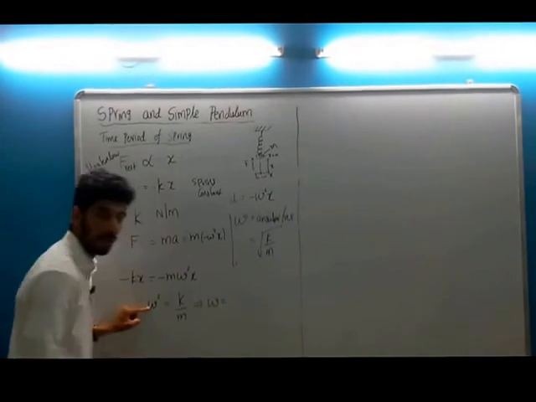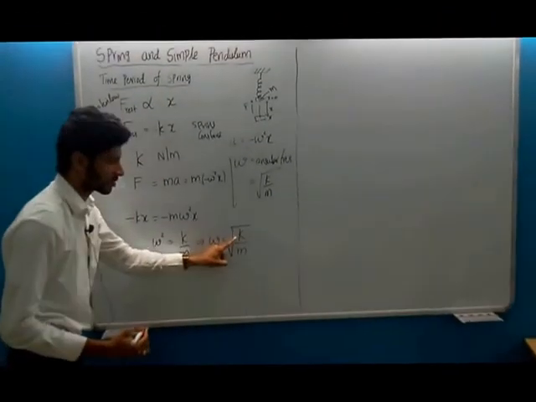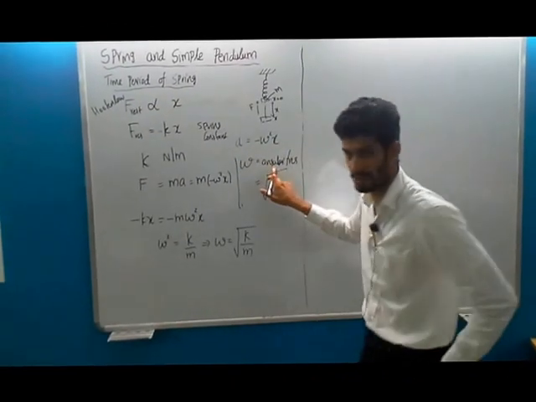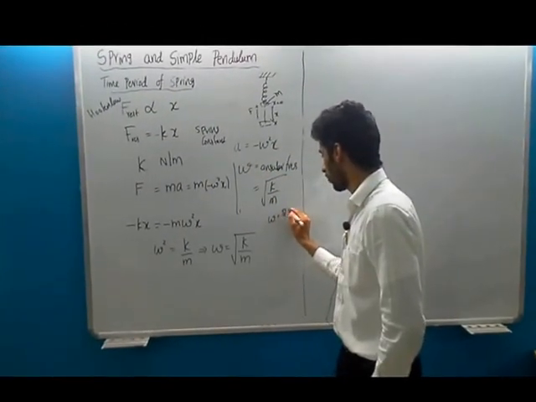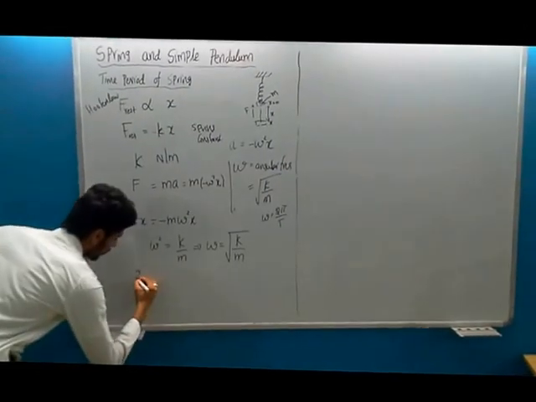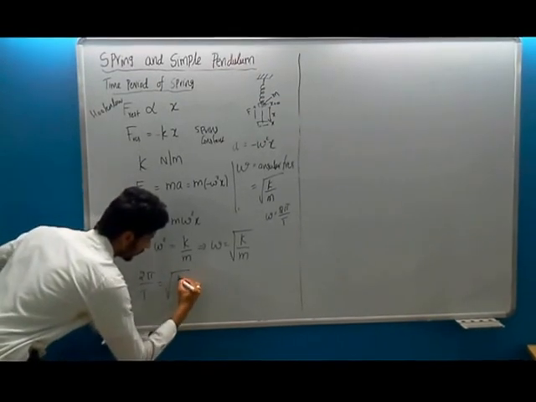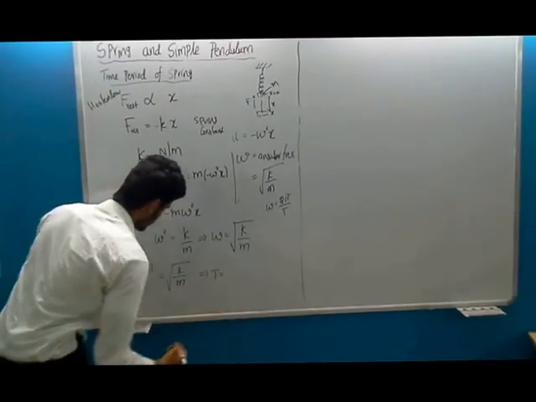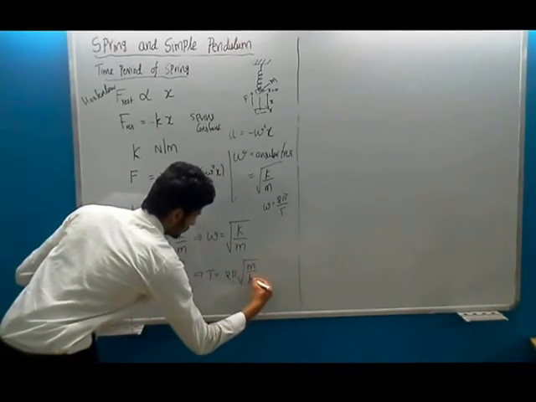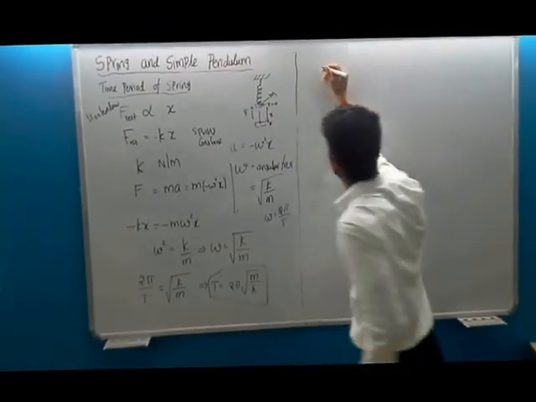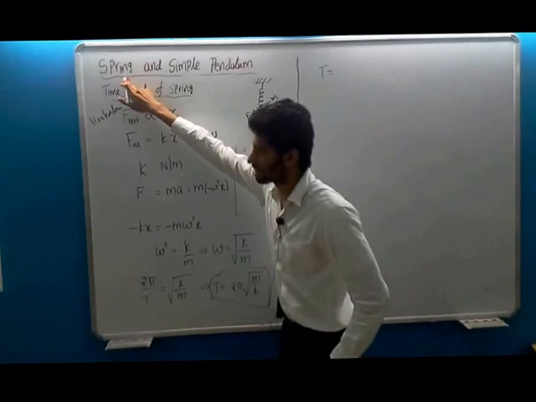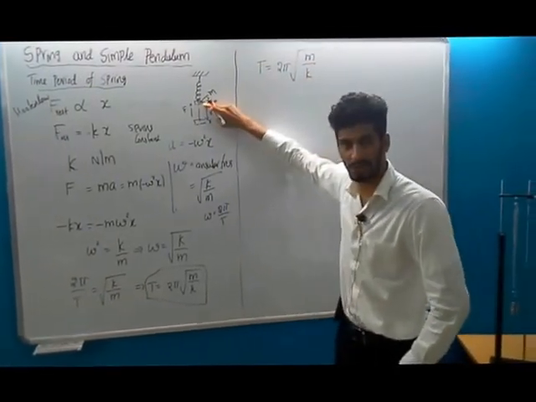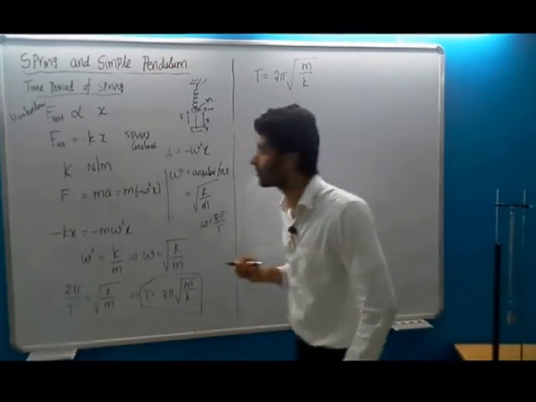This implies omega is equal to square root of k by m, where k is the spring constant, m is the mass attached to the spring, and omega is the angular frequency. And I can write angular frequency in terms of time period: omega is equal to 2 pi by T, where T is the time period. So 2 pi by T is equal to square root of k by m. I want an expression for the time period of the spring, so T is equal to 2 pi square root of m by k. So I'm going to write it again here: the time period of the spring is equal to 2 pi square root of m by k, where m is the mass suspended to the spring and k is the spring constant of the spring.